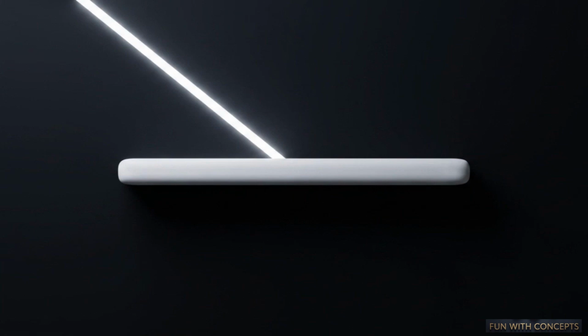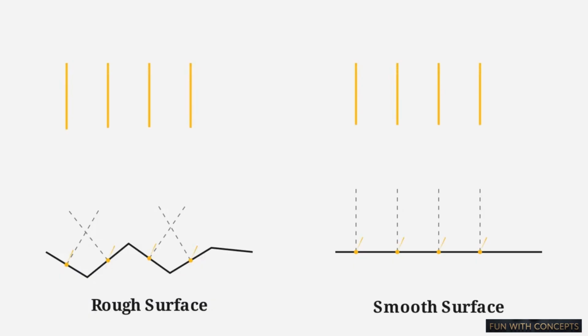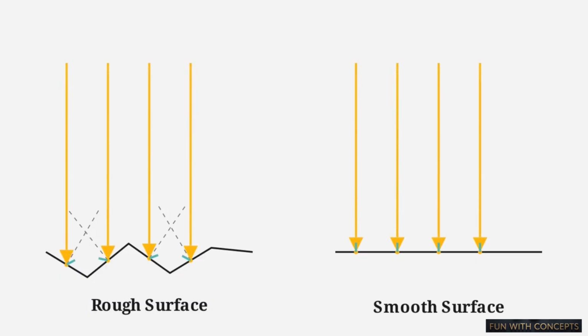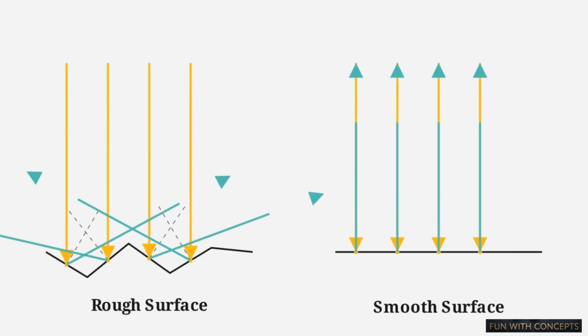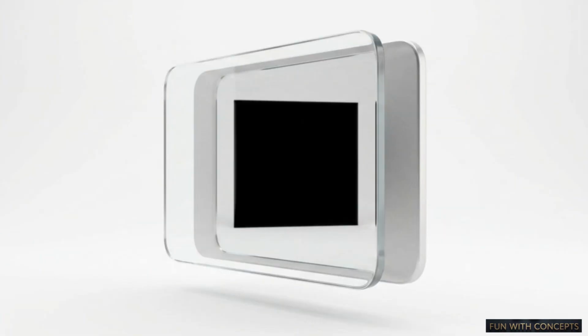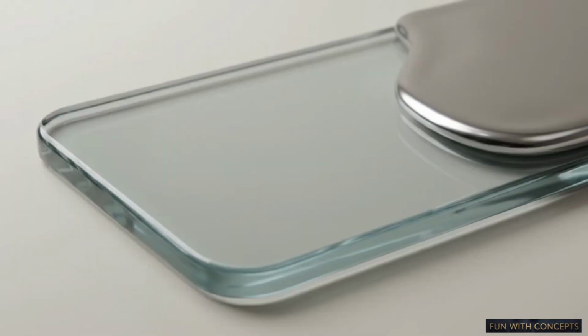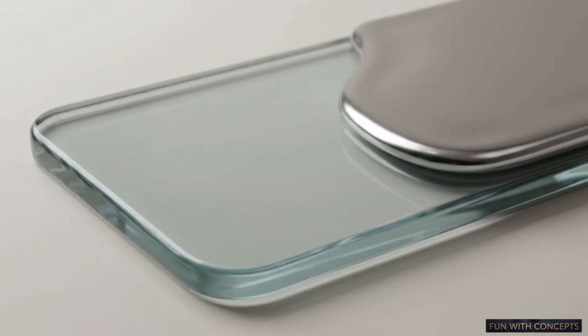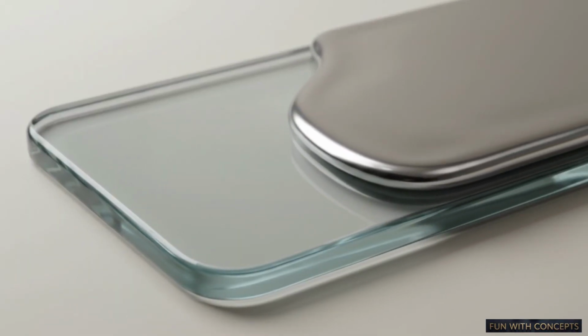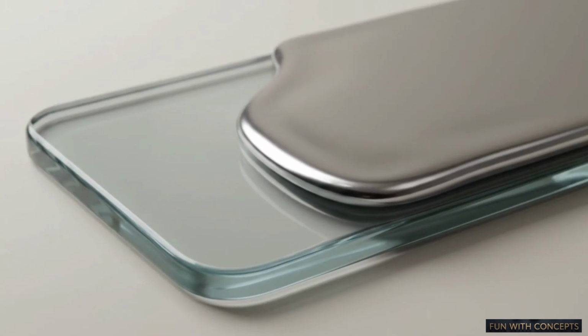In our last look at light, we established a clear divide. Rough surfaces scatter light in every direction, while smooth surfaces reflect it in uniform waves to create an image. A plane mirror is the purest example of this. It is a flat, straight piece of glass, silvered at the back surface to create a perfectly polished reflective boundary.